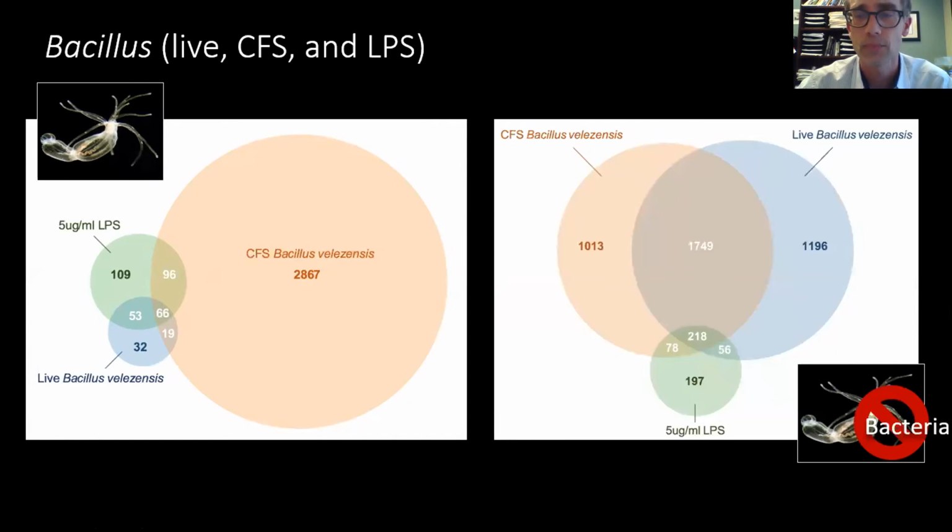Similarly, if we look at those now, whenever the native microbial community was removed, we see a much larger proportion of genes that were shared in differential expression, regardless of whether it was live or CFS. And so there's something about the interaction between not only the host and the particular bacteria or the bacterial signal, but also whether the native microbial community is present.